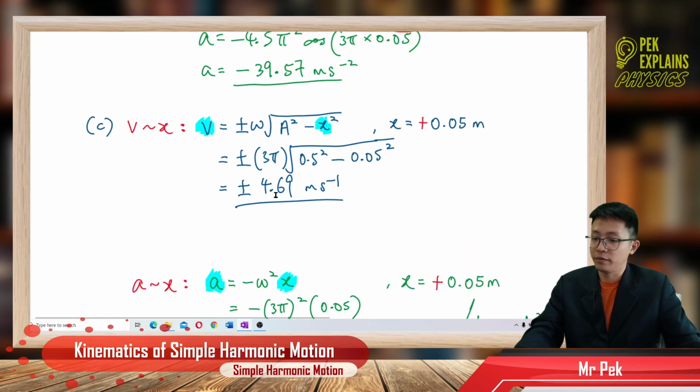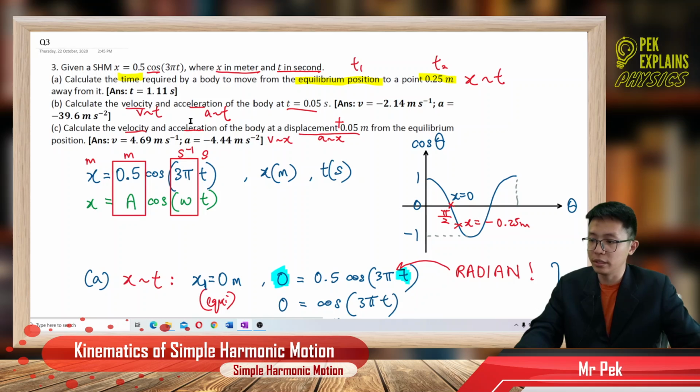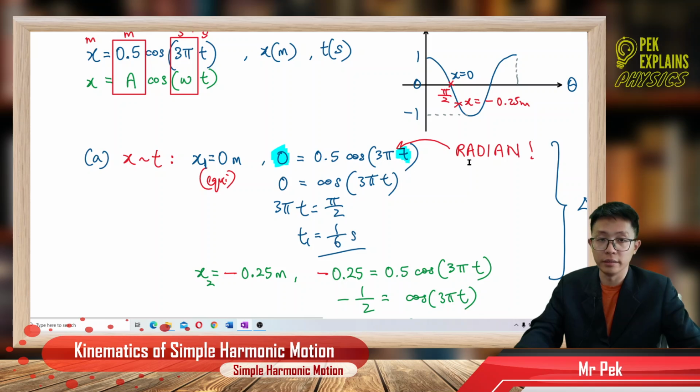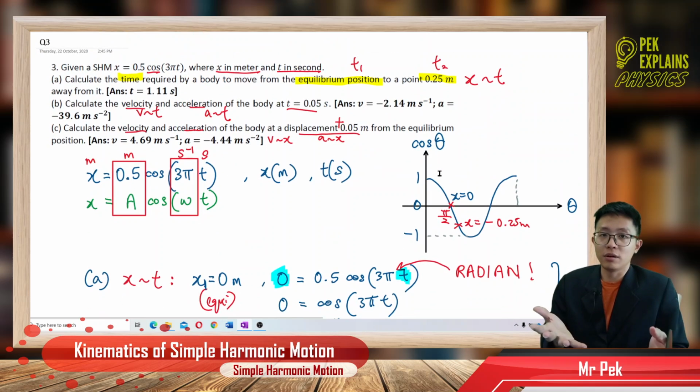Okay, so very simple, right? Make sure if given time, asked to find velocity and acceleration, you just use velocity-time, acceleration-time. If given displacement, asked to find velocity and acceleration, use the velocity-displacement, acceleration-displacement equations. Remember, always change to radian. That's all for question 3. See you in the upcoming questions.